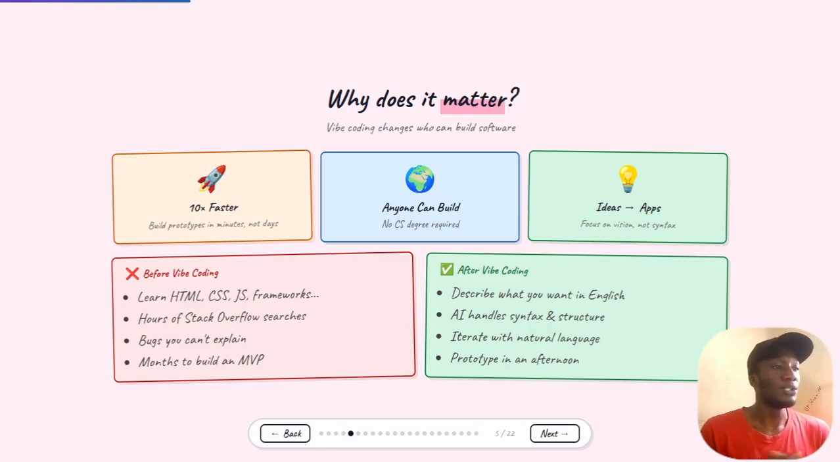So anyone can build software. It doesn't matter whether you have gone to school or you have not gone to school. Anyone who has the capability just to talk to ChatGPT or Claude can build software. And then ideas for the apps. Just focus on the vision, not the syntax.